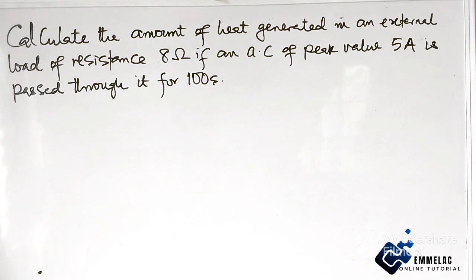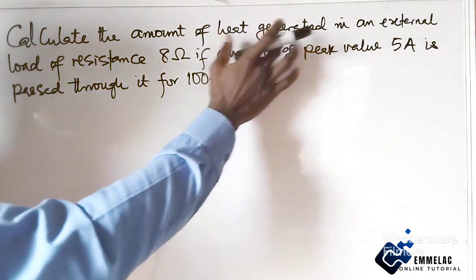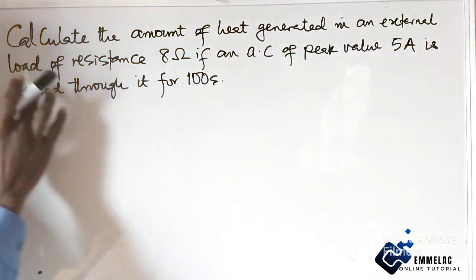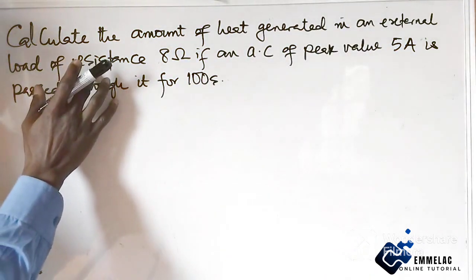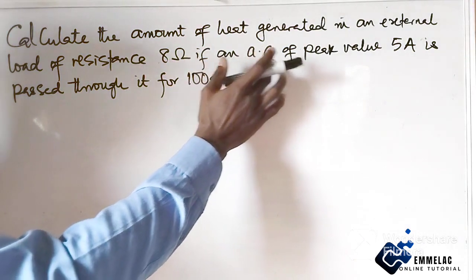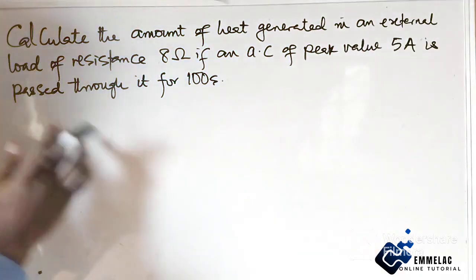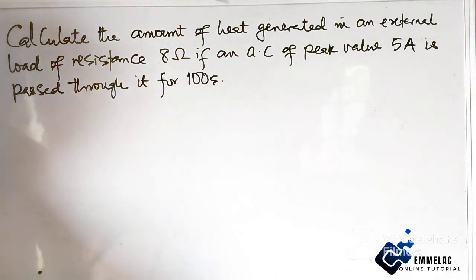Before us is this question that says, calculate the amount of heat generated in an external load of resistance 8 ohms if an alternating current of peak value 5 ampere is passed through it for 100 seconds.